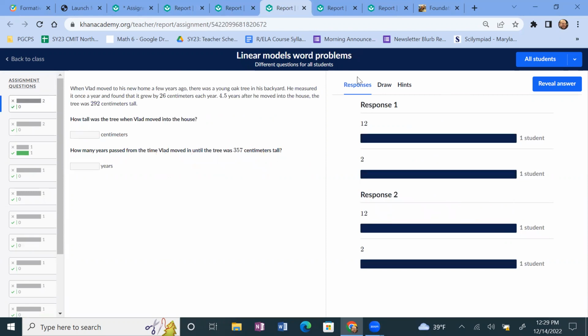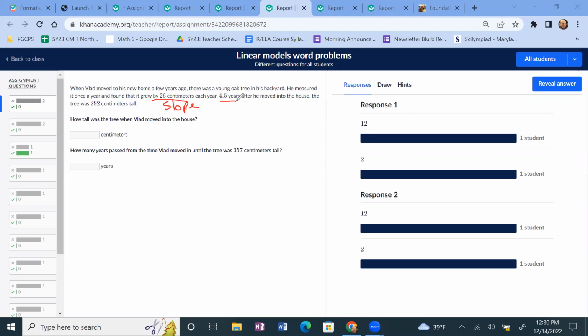And now let's look at linear model word problems. So this is the point of it all, right? This is when we have a situation and we want to see, can we model it using mathematics? That's what we're here to do. Let's read it. When Vlad moved to his new home a few years ago, there was a young oak tree in his backyard. He measured it once a year and found that it grew 26 centimeters each year. Slope. Thank you. All right. There's my slope.